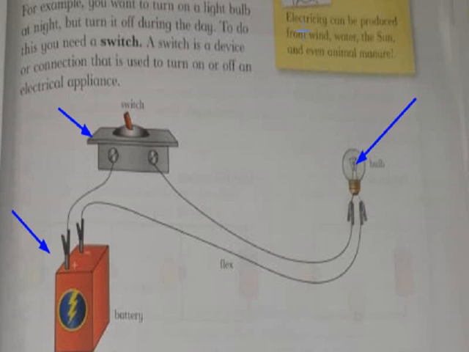Now see, electricity can be produced from wind, water, sun, and even animal manure. The feces of the animal is also used to produce electricity. The electricity is also produced from sunlight, from wind, and from water.